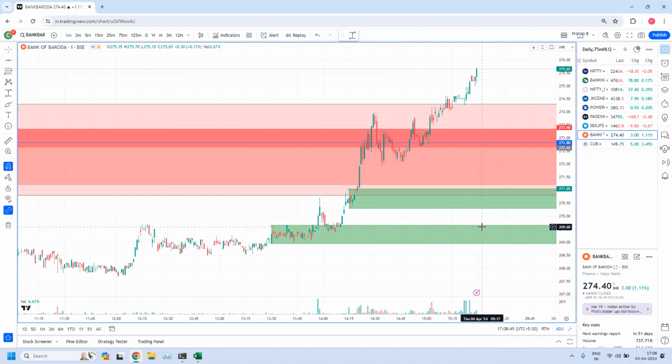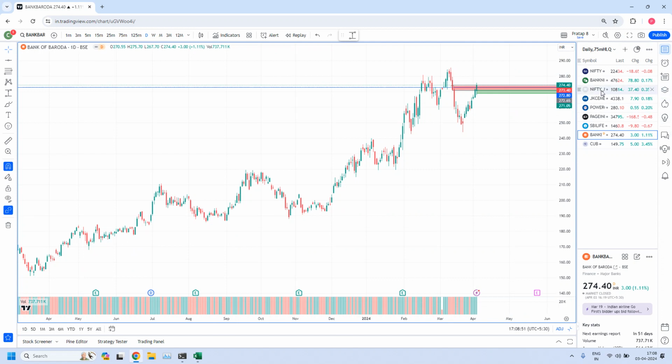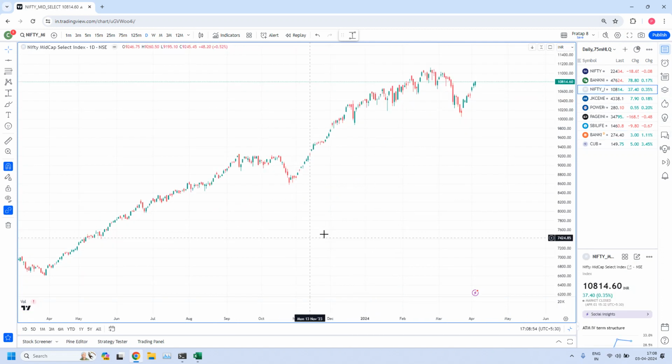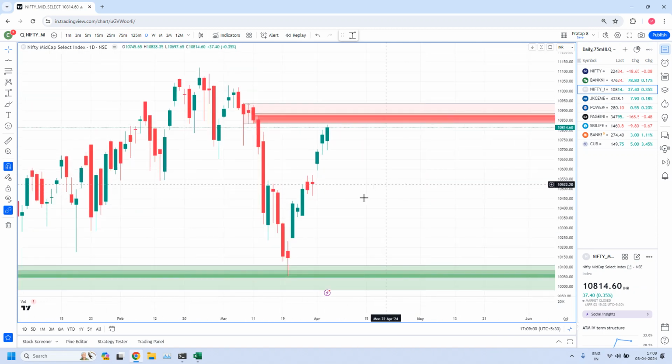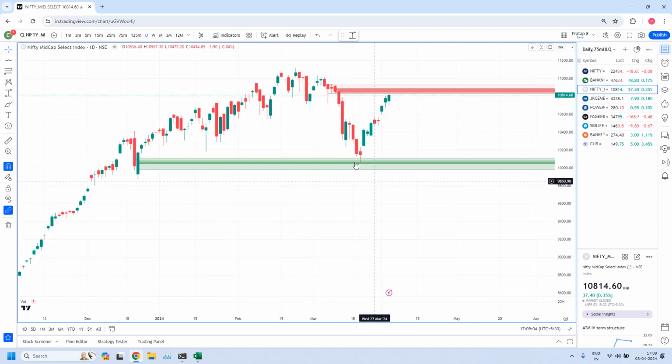And the remaining stocks, there were no trades, but we will discuss. The first one is Nifty Mid Cap Select. This is an index. It is there in the F&O segment. Already we took a trade here. This is Wednesday, 20th March. We took a trade. Let us check the Excel sheet.